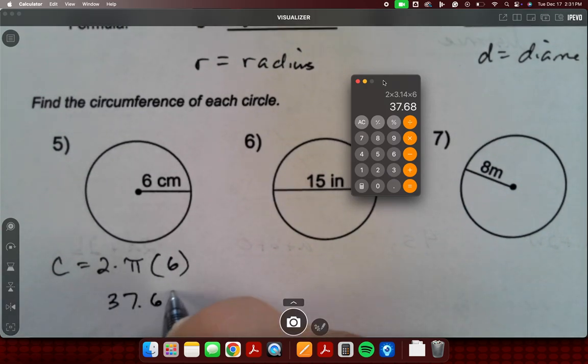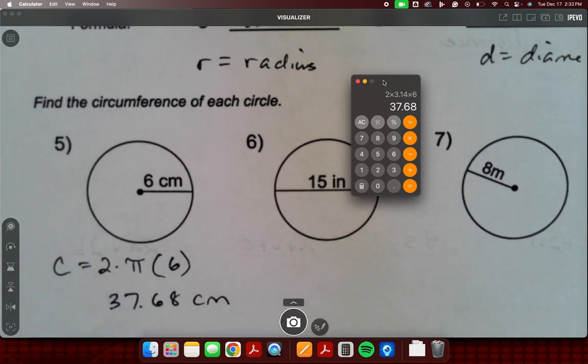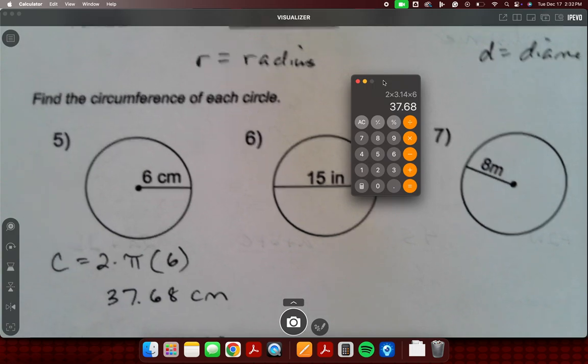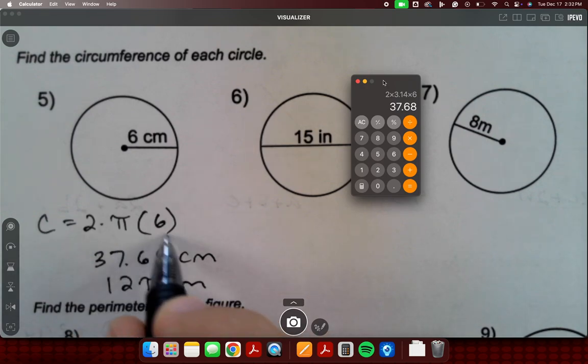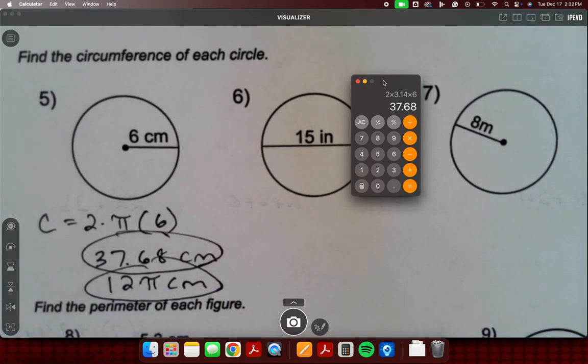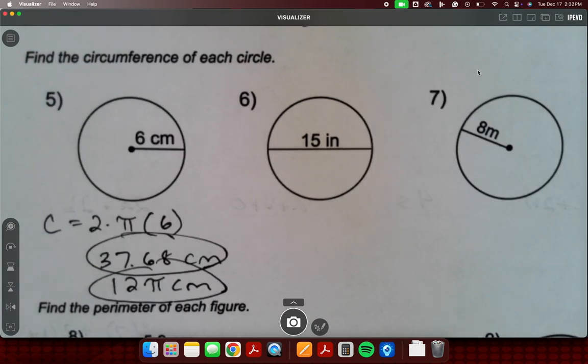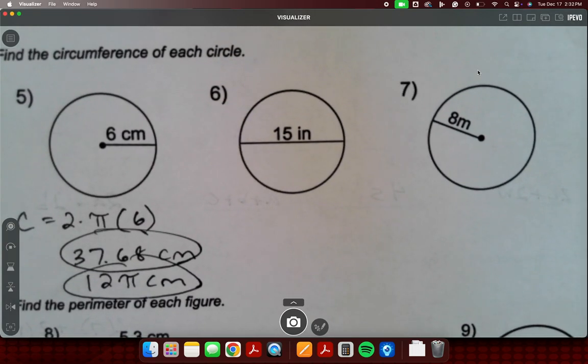37.68 centimeters. Now just so you know, another way you can write this, you don't have to, is you can just leave the pi and just say 2 times 6 is 12 and say 12 pi centimeters. So both of those answers are an acceptable way to write that. So tell you what, since it's the same format, let's jump to number 7 and do the same thing.